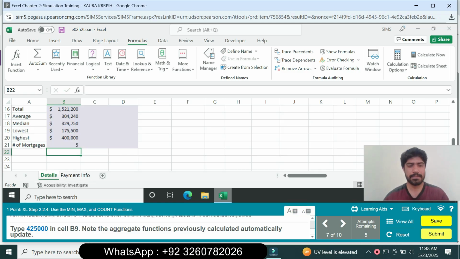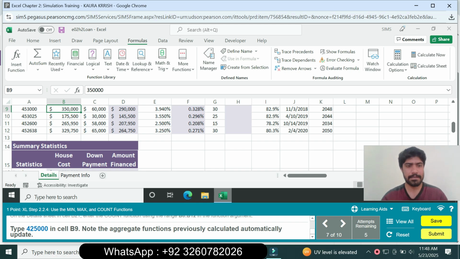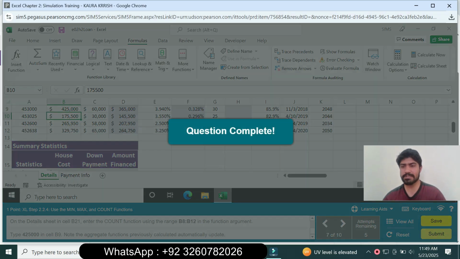Next is: type the value in cell B9, and note that the aggregate functions are automatically updated. So B9, type B9 and press enter, and type the value 425,030 and press enter. So question number 7 is complete. We move to question number 8.